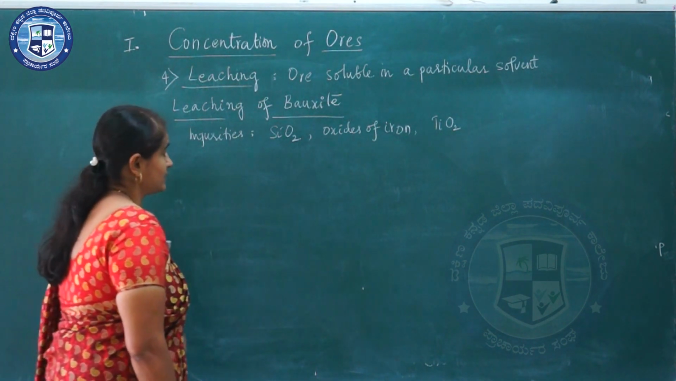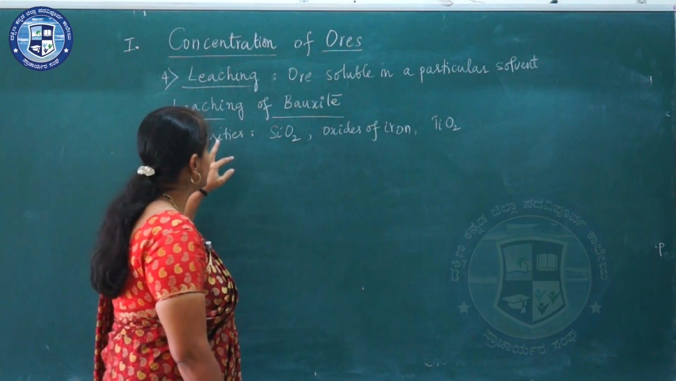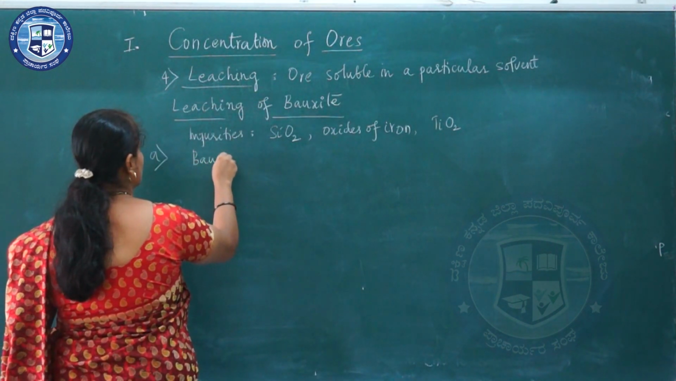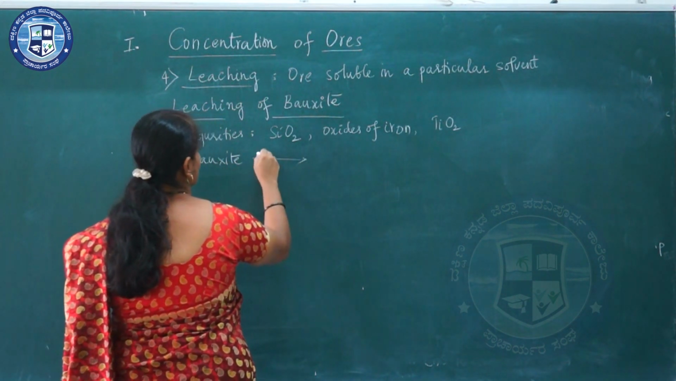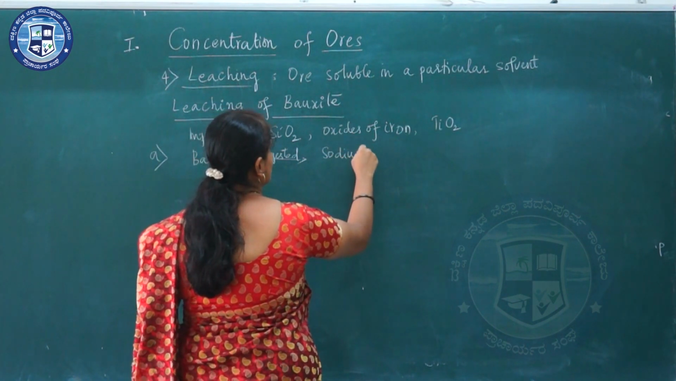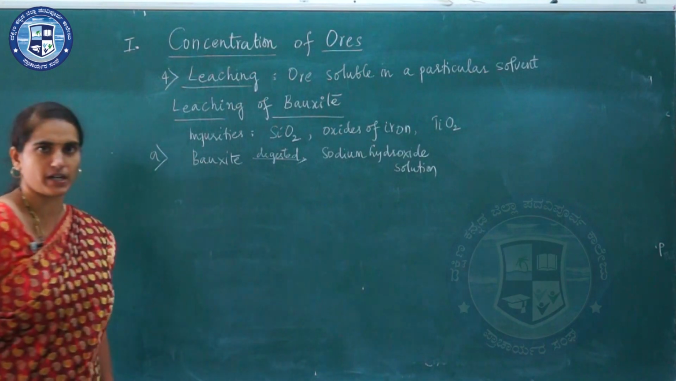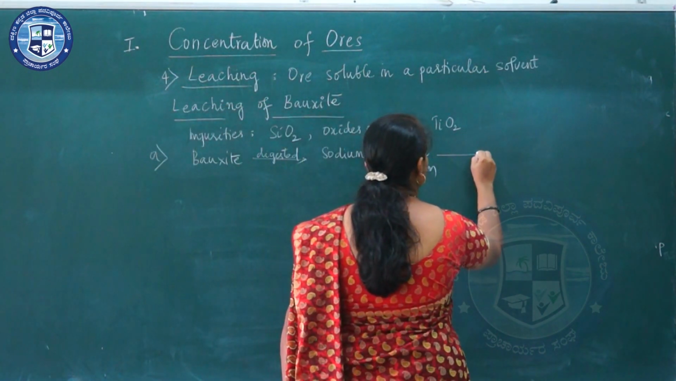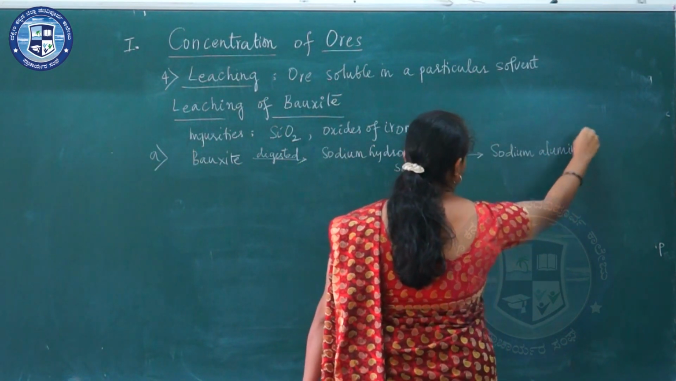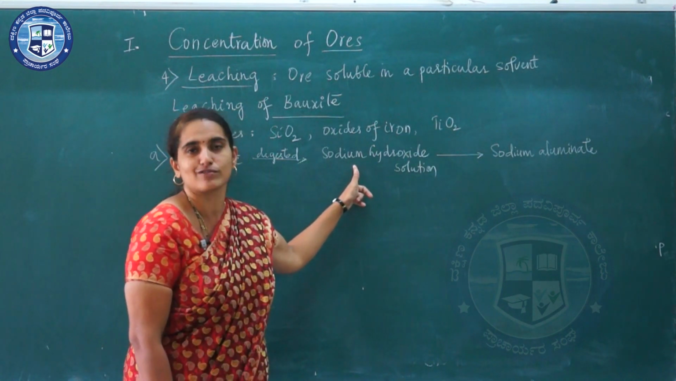First step, we take this bauxite. The bauxite is concentrated by treating it with sodium hydroxide solution. Bauxite is usually digested or concentrated by using sodium hydroxide solution. You can take concentrated sodium hydroxide solution and it is leached to sodium aluminate. Bauxite is converted into sodium aluminate by treating with a concentrated solution of sodium hydroxide.